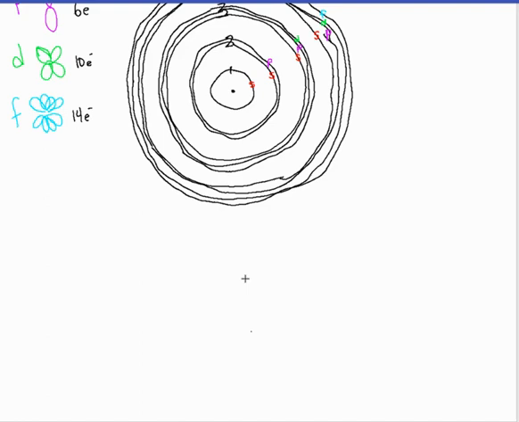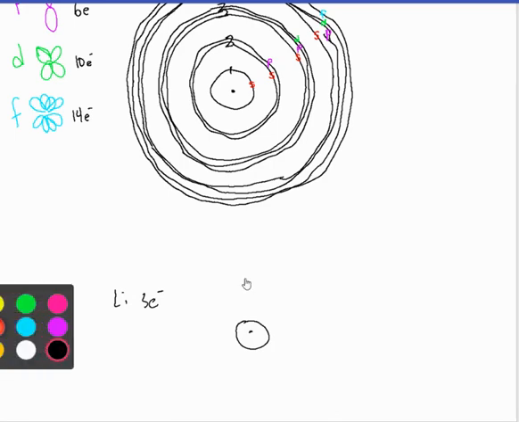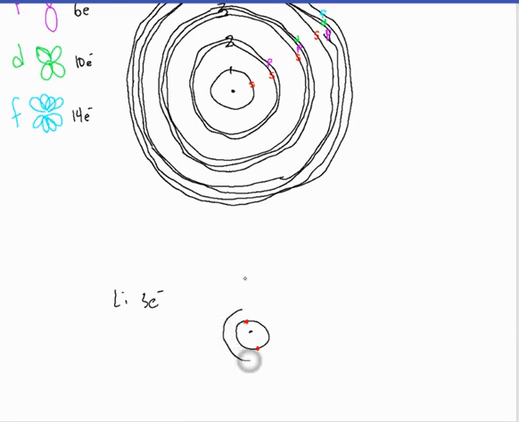So lithium has 3 electrons. 2 of them are going to go in the very first energy level right here in this 1s orbital. Let's draw them as red. So here's my 2 electrons in the 1s orbital. And then we have 1 more electron to add. It's going to have to go in the second energy level, and it's going in this very first ring, which is the 2s shape. So the last electron goes right there.